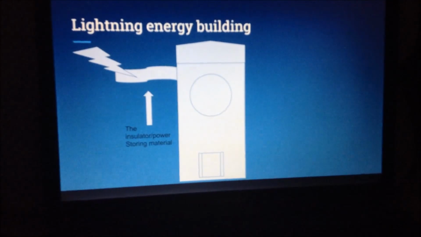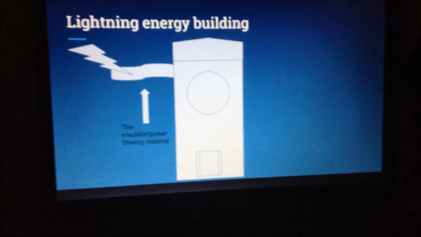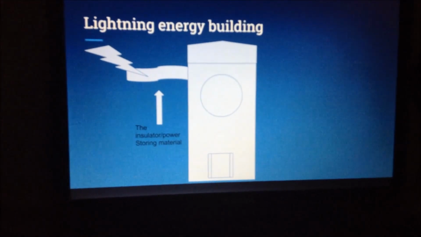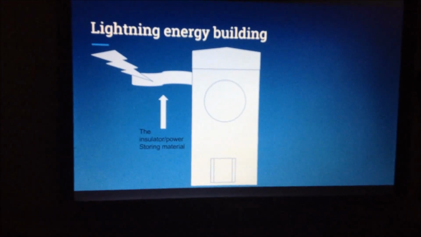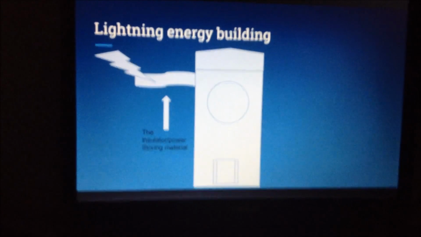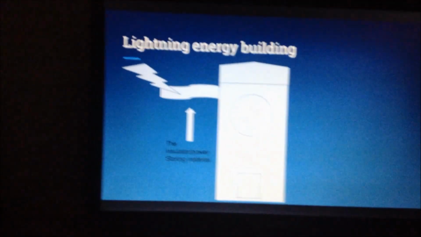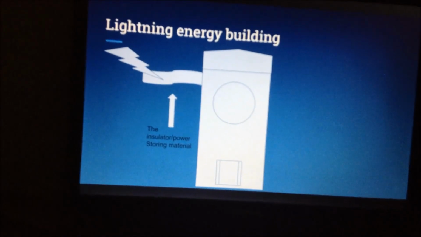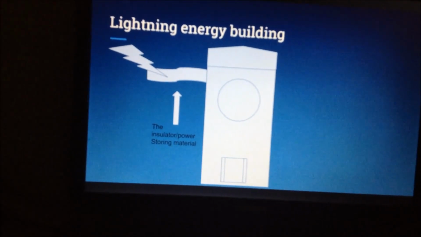This is a model of a lightning energy building. This building is a fair structure, which is really good, but the rod on the side is an insulator slash power storing material. This lightning rod, as you would call it, would be strong enough to withstand the lightning's energy and heat.